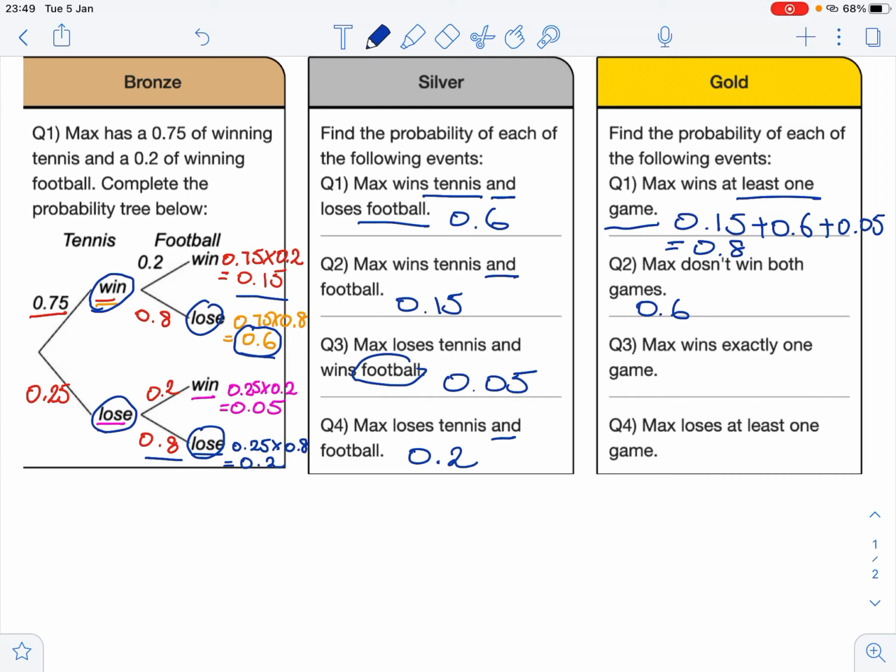And Max losing and winning would also mean that Max didn't win both games. So we have 0.05. And the last one is that Max loses both games, which is 0.2, which means he's not winning both games. So adding them together, you should have 0.85.